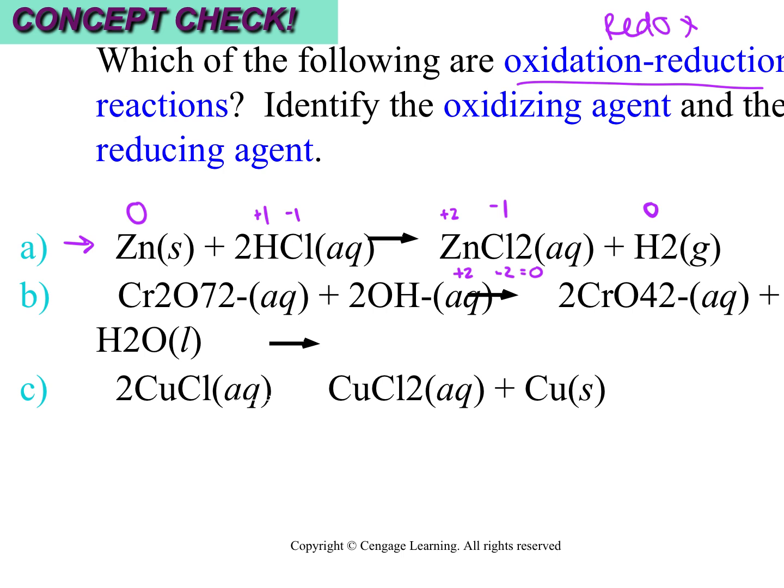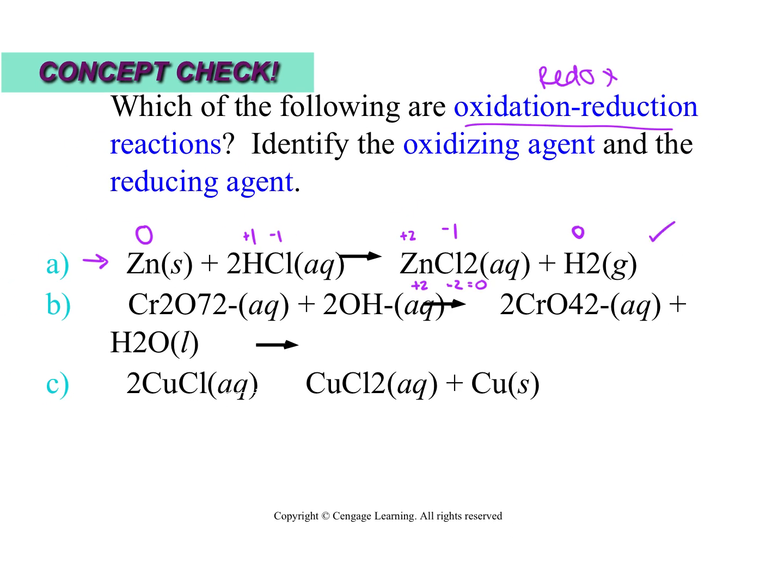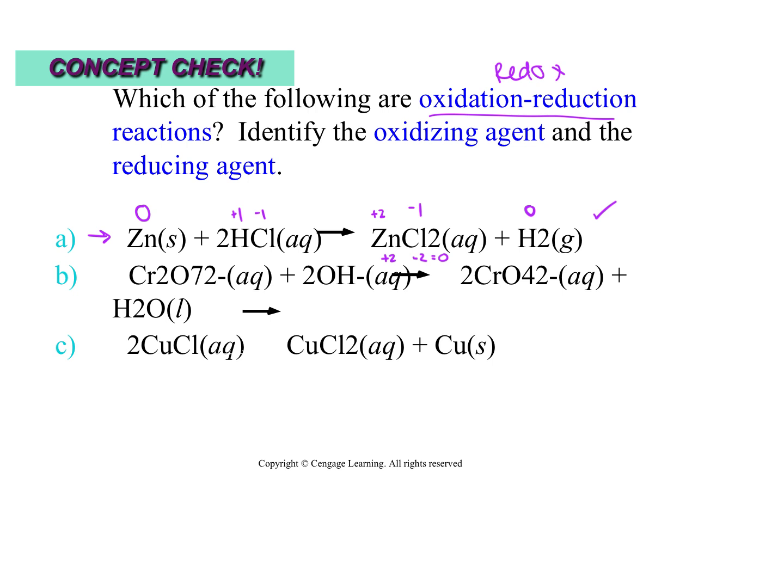So is it redox? Did some elements change their oxidation states from reactant to product? Yes, they did, so it is redox for sure. Now we've got to figure out the agents. It's easier for me to figure out which one is oxidized and reduced first, and then I can talk about agents. Remember, oxidation is loss of electrons, reduction is gain of electrons. So let's figure out which one has been oxidized and which has been reduced.